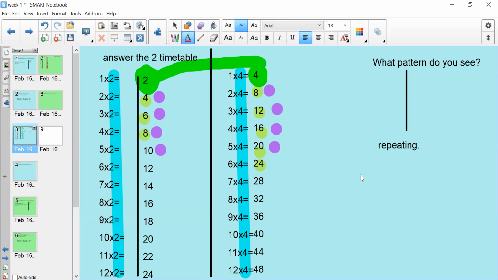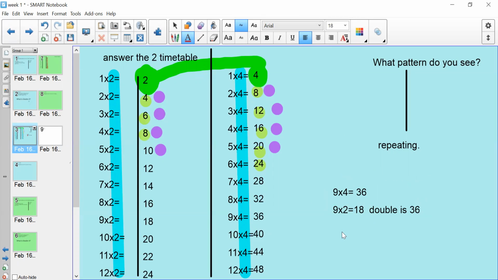So how can this help us? If you get a question that might be 9 times 4, sometimes we don't always know what 9 times 4 is mentally. We might know it if we write it down on a piece of paper. But what you can do is use your 2 times table knowledge to help you. So if you say in your head, 9 times 2 equals 18, and I know that double 18 is 36. Therefore, 9 times 4 is going to equal 36.